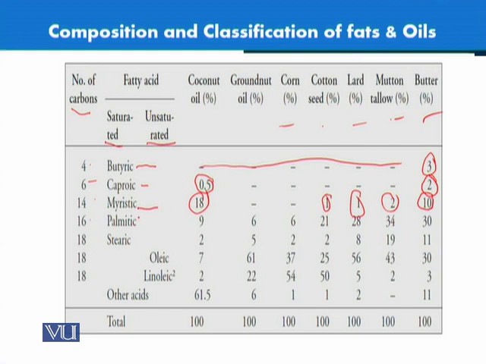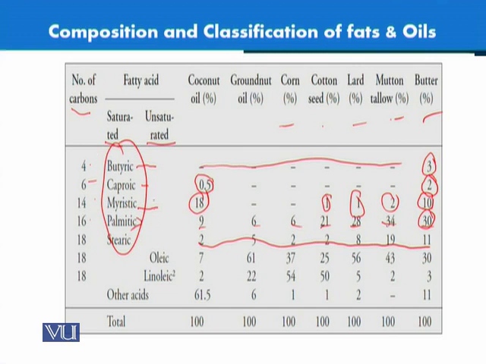Palmitic acid is a 16 carbon fatty acid. This is present in almost all the different products here in varying amounts, from 6 to 30 in butter. Stearic acid is another 18 carbon fatty acid. Again, this is present in varying amounts in different food products. So we talked about all these saturated fatty acids here.